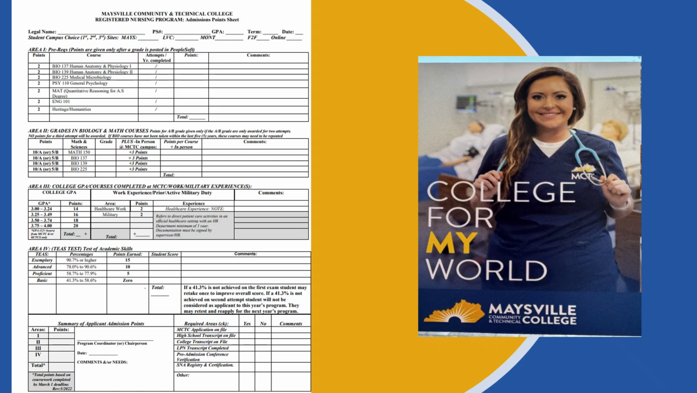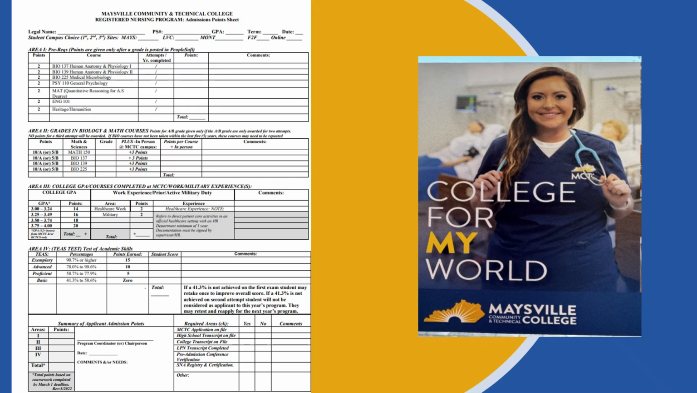Then we move down to Area 2, and that's grades for your bio and math courses. So if you've taken your Math 150 or the math requirement that we ask for, your Bio 137 through 225, we look at your grades, and if you got an A, you will get 10 points for each A that you receive in that class. If you get a B, you will get 5 points for each grade that you receive in that class.